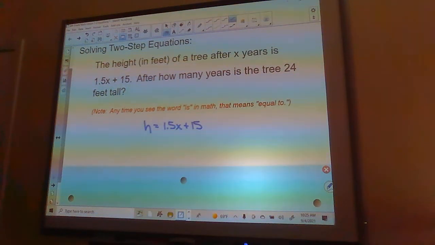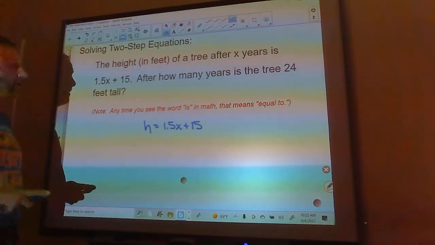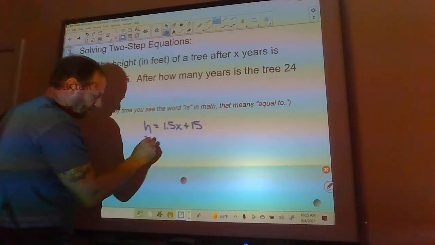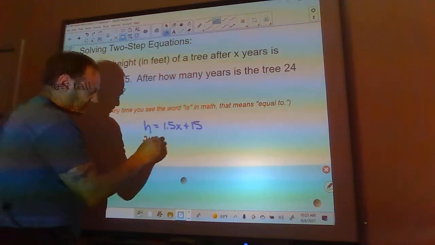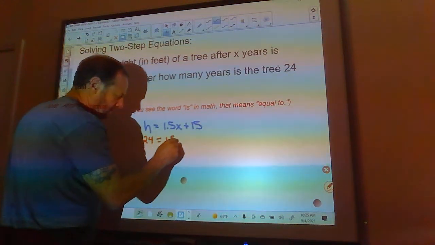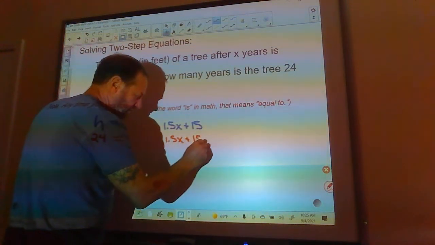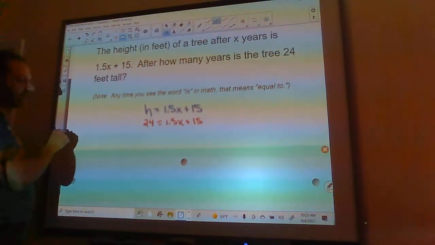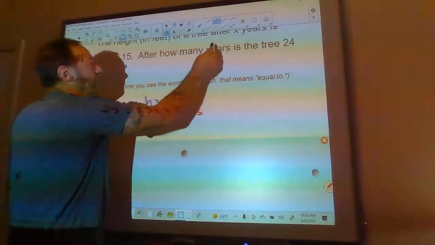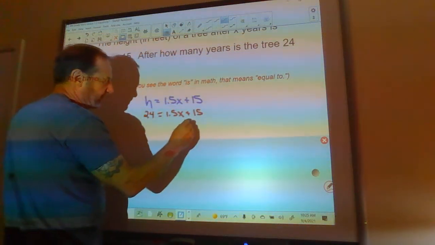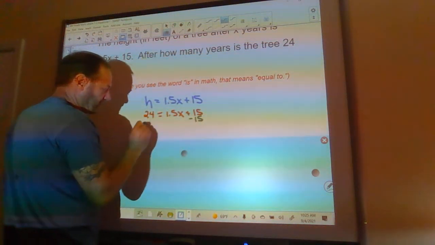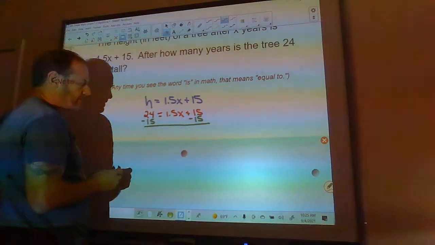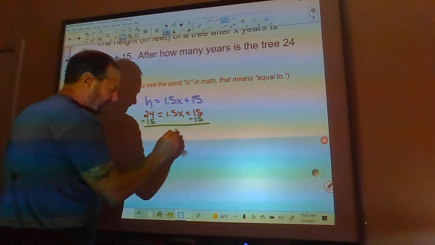Okay, so how many years is the tree 24 feet tall? So we want the height to be 24, so we're going to substitute 24 in here for H. And then we're just going to rewrite the rest of the equation. And now we need to solve this thing. Okay, so we're going to go ahead and subtract 15 because we want to get x by itself, right? So we're going to subtract 15 from both sides. And we're going to get 1.5x.